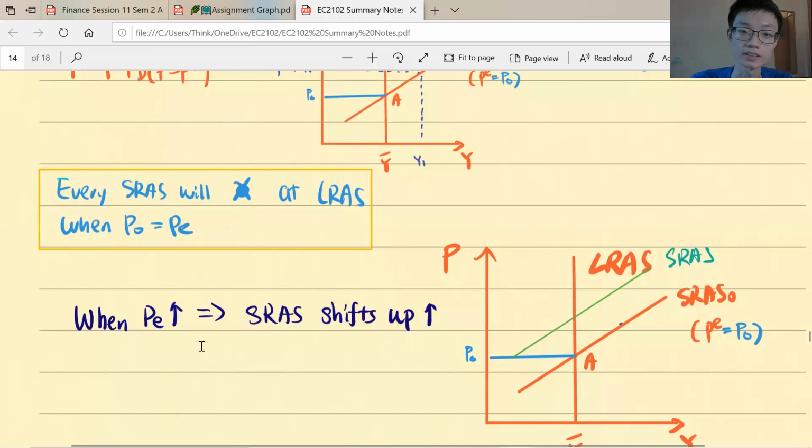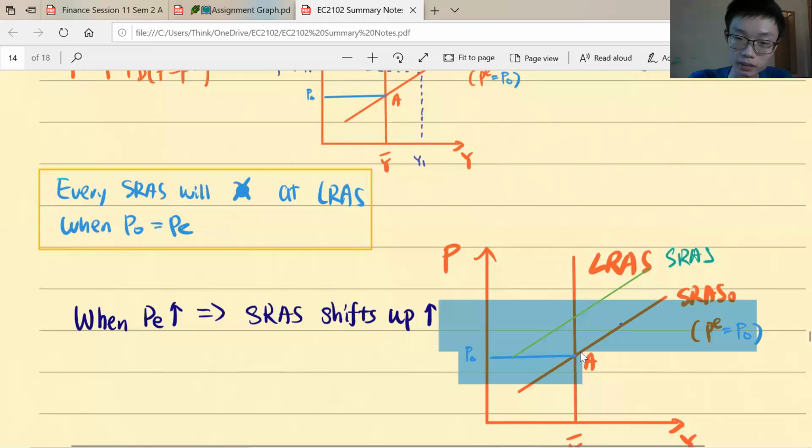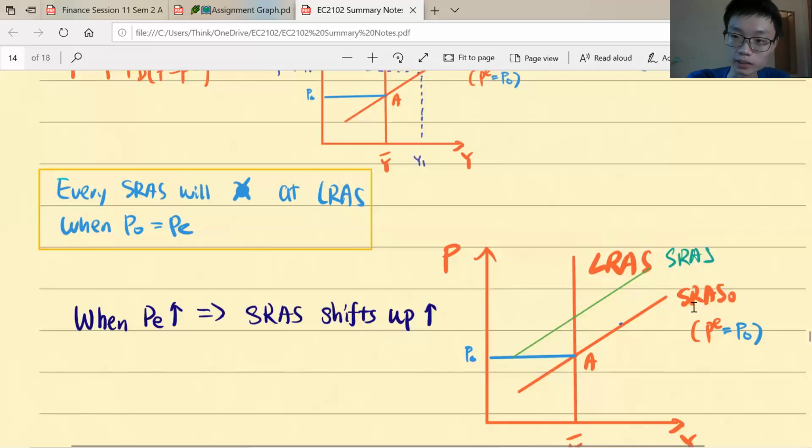So what happens if SRAS shifts up? Why might it shift up? Well, it is because the expected price increases. You see, if the expected price increases, the whole curve will shift up from SRAS 0 to SRAS 1. And if you draw an AD curve, we are likely to see that the output decreases.